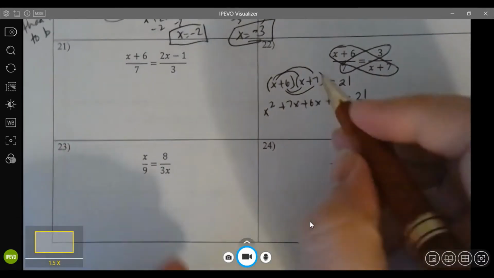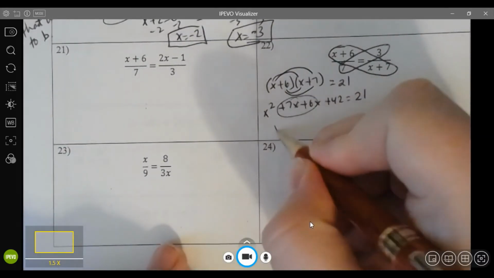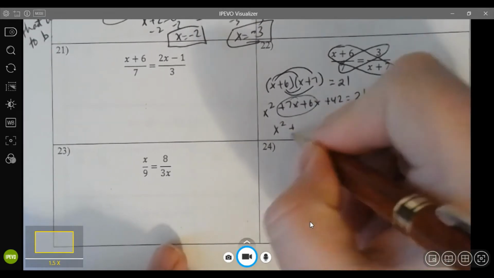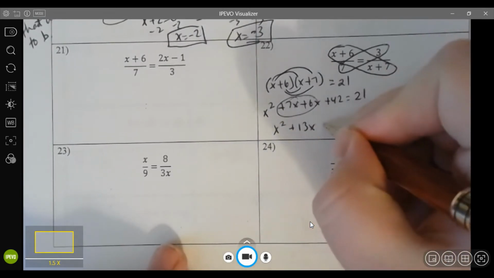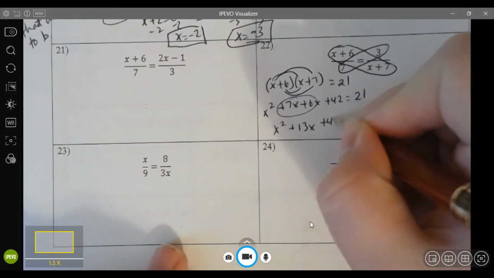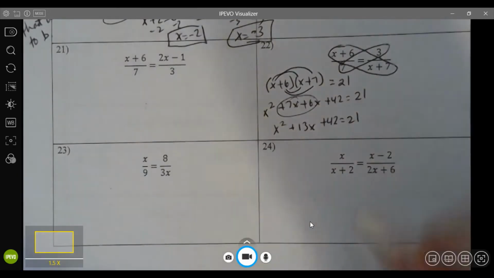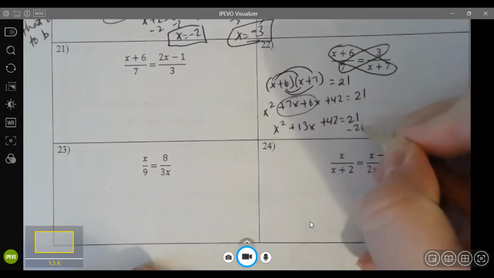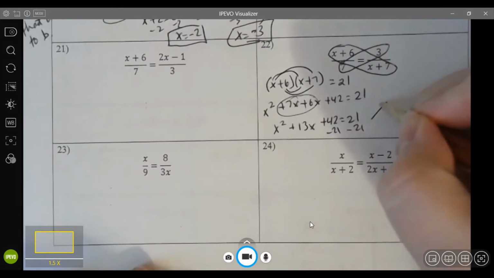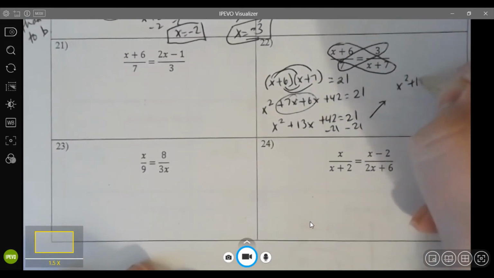Now I'm going to combine these two like terms right here. It's going to be x squared plus 13x plus 42 equals 21. Okay, and then next, we're just going to want to get everything on the same side. So we're going to subtract 21. This is x squared plus 13x, 42 minus 21 is 21, and that equals 0.